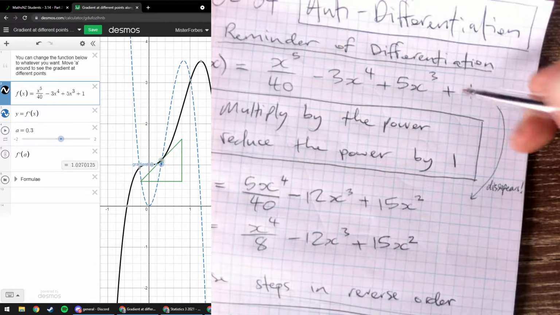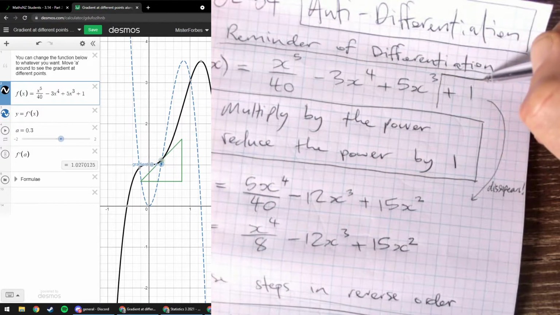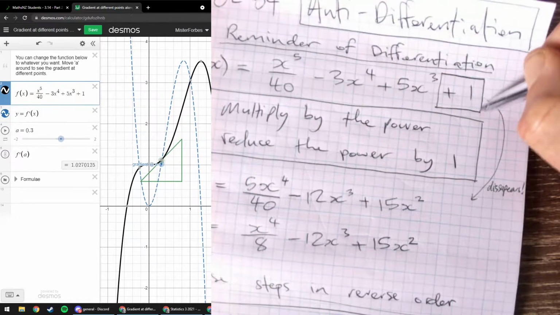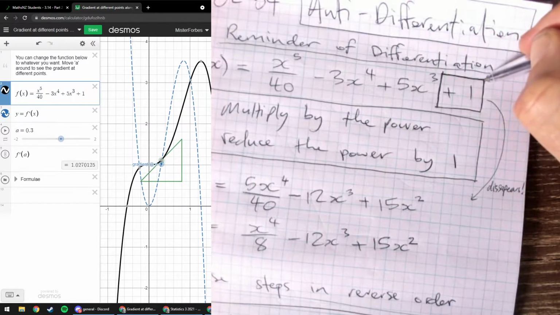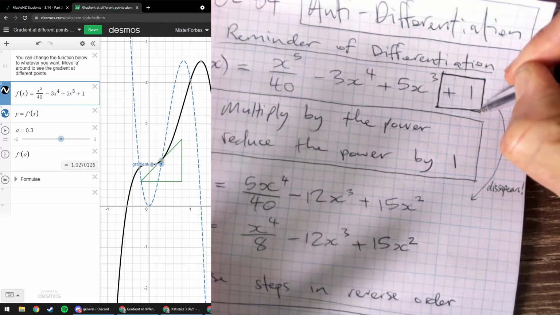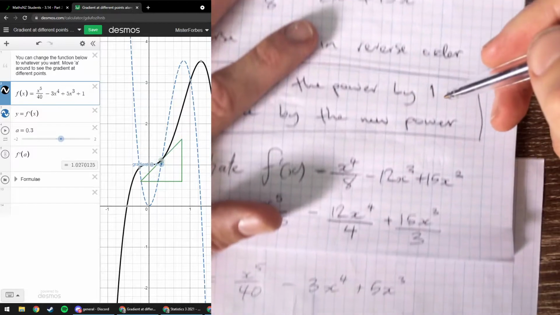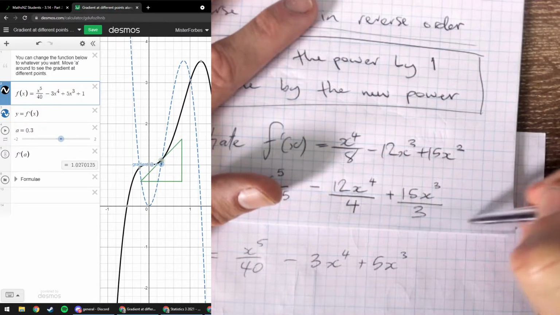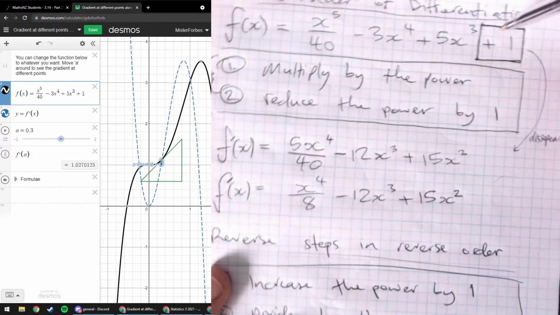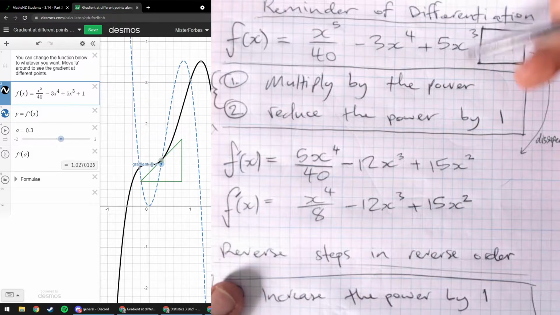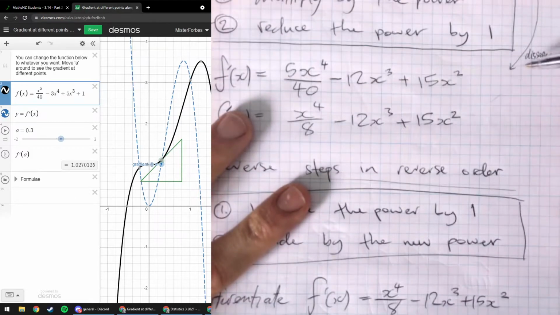Oh, hold up. We've still got this thing here that's missing. So this has totally disappeared. This plus 1. We had this here, but when we differentiated, it disappeared, and then there was nothing here for us to manipulate and get that back. So actually, when you differentiate, you lose constants. Anything that's a number without an x attached to it is disappearing, right?